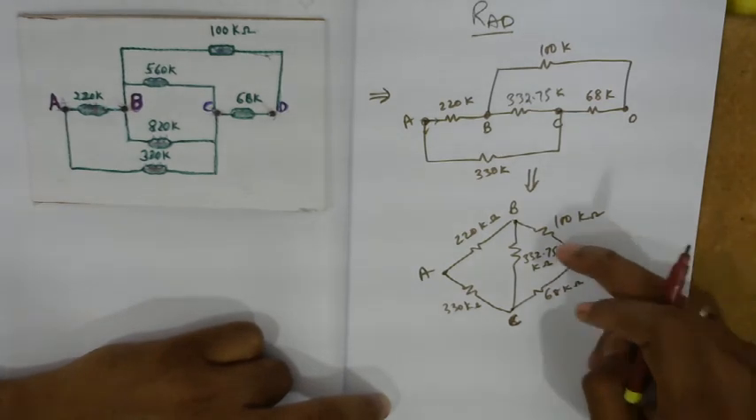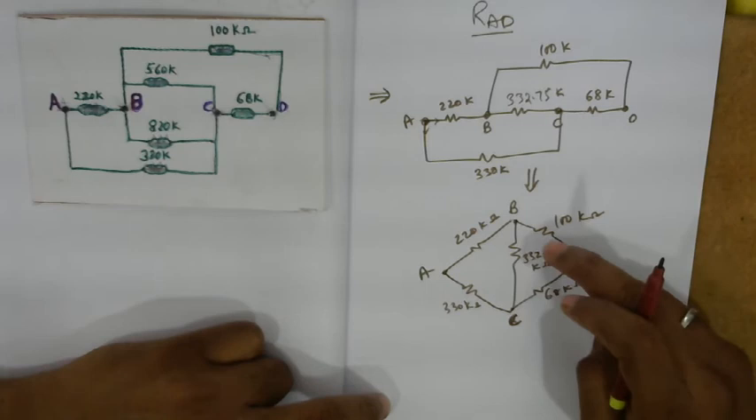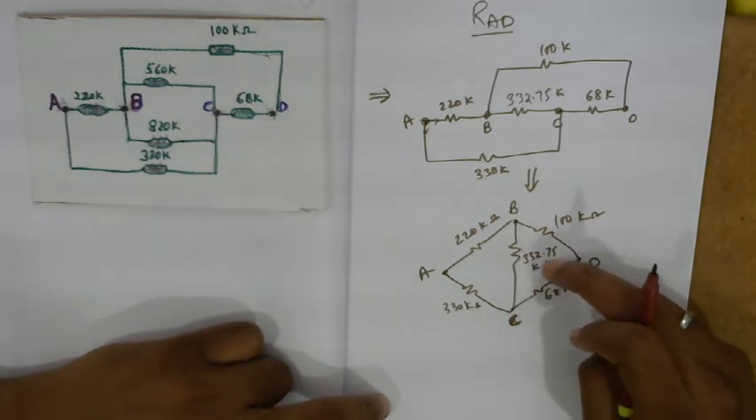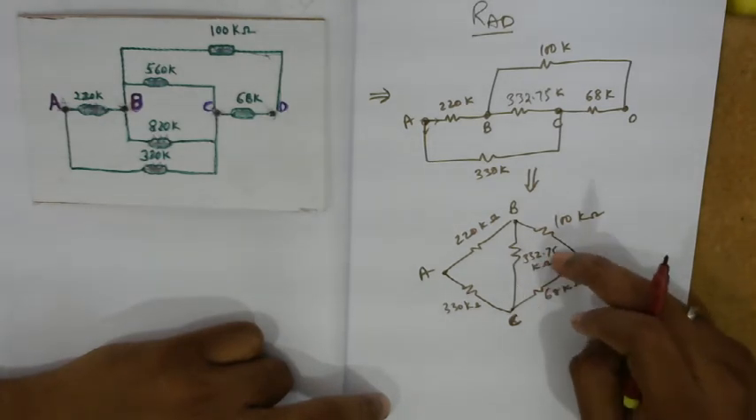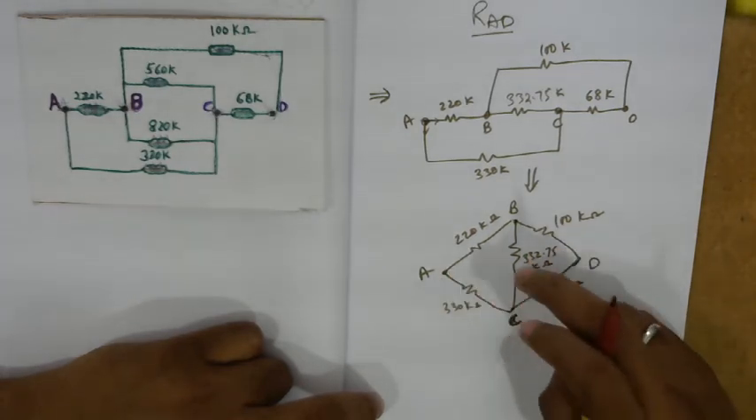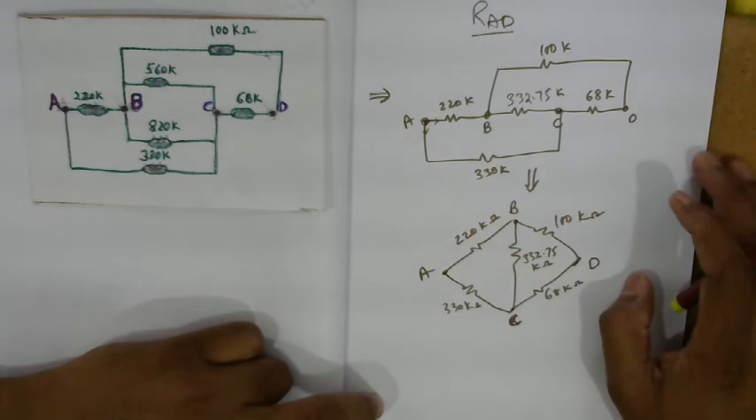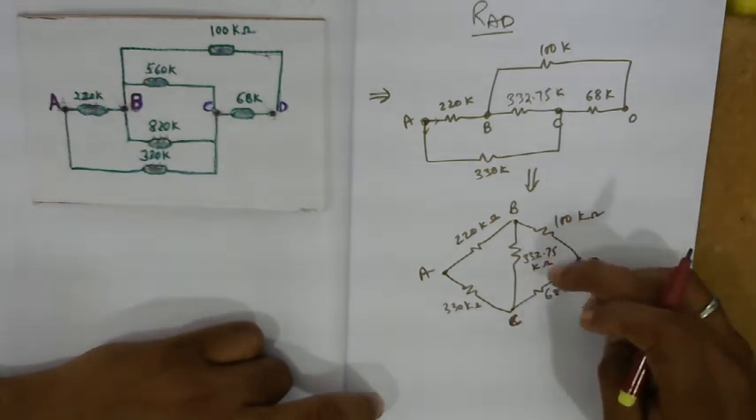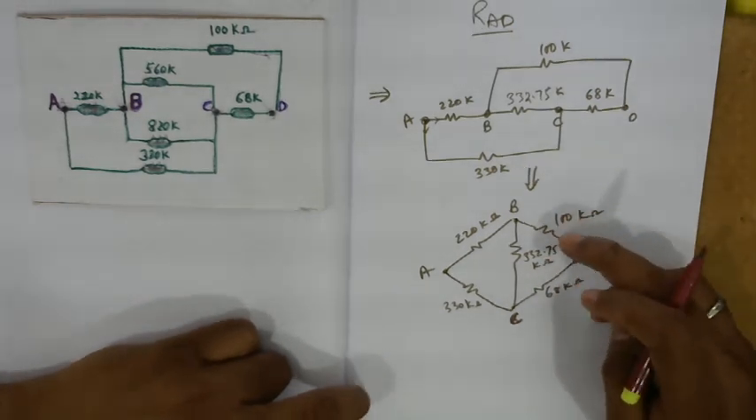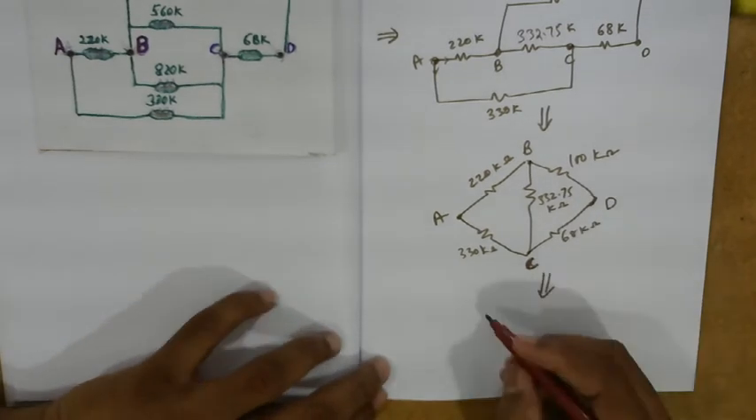Now you can see there are two deltas here. So in order to further solve this problem, one of the deltas you can convert into a star, either this one or this one, A, B, C, or B, C, D. One of the deltas you can convert to star. Okay. So let's take the right side one and we'll try to convert this into star. So when we convert this into star connection, we get something like this.